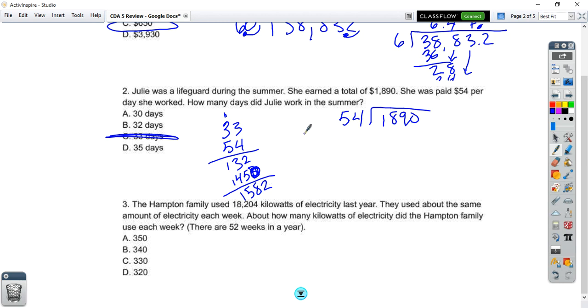So let's try 54 times 35. Let's see what happens. 5 times 4 is 20. I put the 0 down, carry the 2. 5 times 5 is 25, plus 2 is 27. Put the placeholder. 3 times 4 is 12.